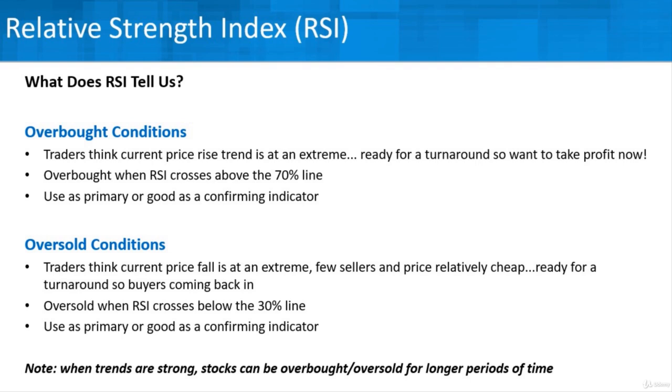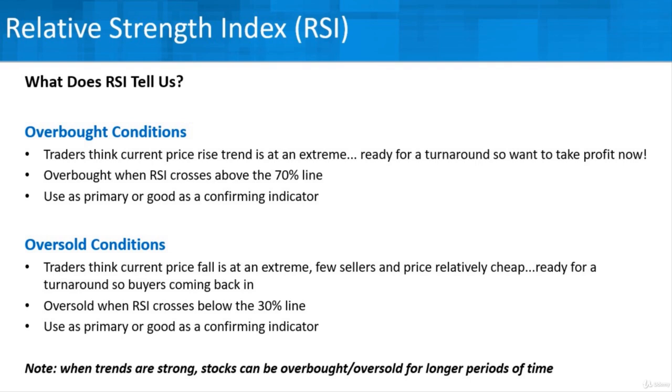Oversold conditions are the exact opposite. Traders think the current price has fallen to an extreme. It's gone way too far. There are few sellers right now, the price is relatively cheap, and people are not willing to sell anymore. They just think it's gotten way too low, so it might be ready for a turnaround in terms of going back up. Buyers start to come back in, and as it starts to go back up, even more buyers will come in. Particularly if a trend forms, you'll see a lot of buyers coming in and really driving that price up. So with the RSI, a security would be oversold when the RSI crosses below the 30% line.